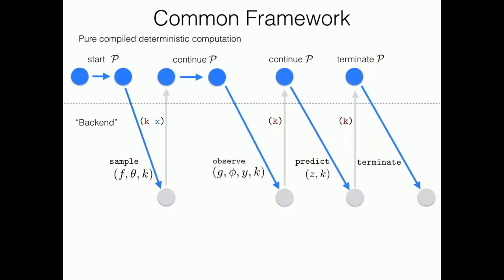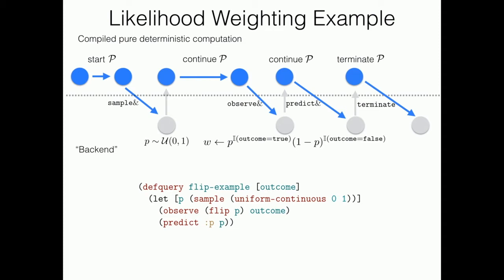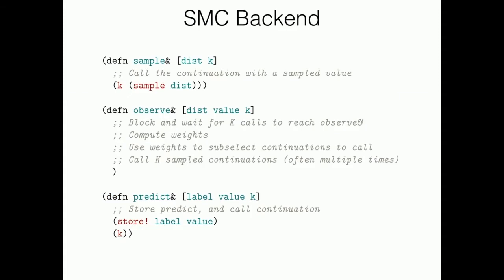Okay? So basically, again, we start the program, we can sample, that calls our little thing, we call the continuation, we observe, we predict, and we terminate. Okay, so there's a return as well. That's the likelihood weighting, that really is the likelihood weighting backend. We won't do that. The SMC backend, same thing. You hit a sample, you continue exactly the same way.